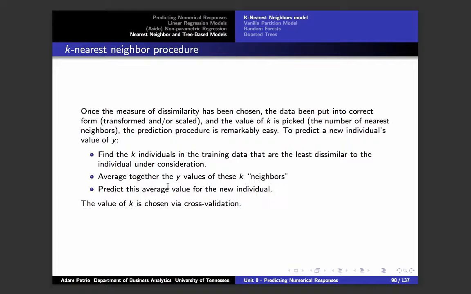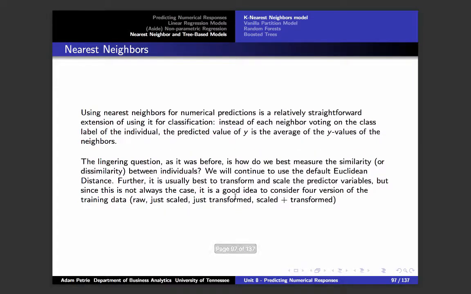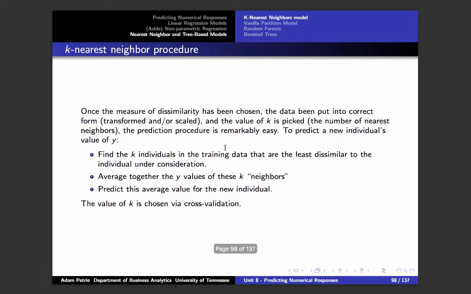The only question is, all right, what's the correct value of k to be averaging together? So the value of k is chosen with cross-validation, once again, since we don't know ahead of time if it's going to be best just to rely on the single closest person to that individual to make the prediction, or if we want to be averaging together a whole bunch of individuals. And then also, all right, what's the best way to measure the similarity between individuals? We're going to continue to use the default Euclidean distance, basically what a ruler would measure if we treated these individuals as locations on some sort of map.